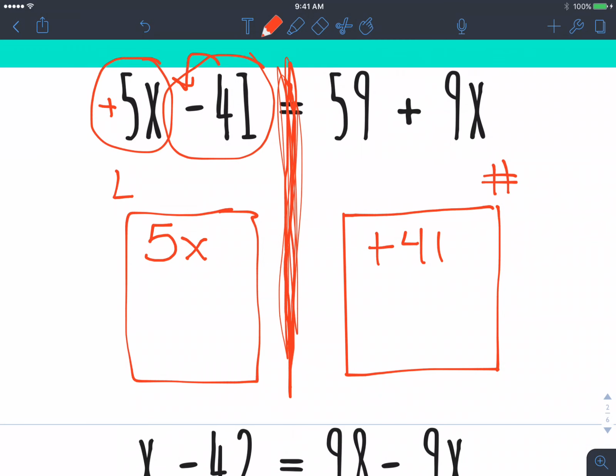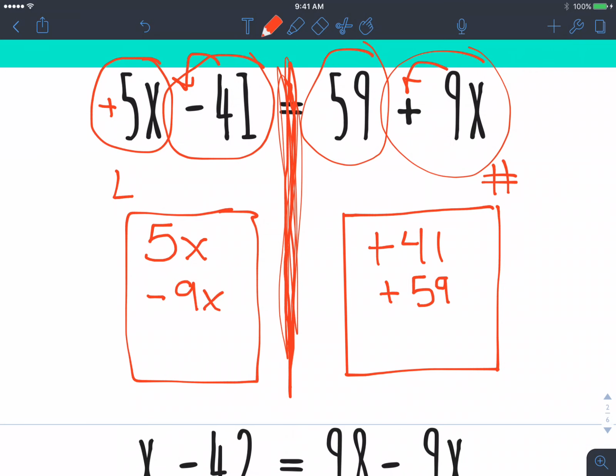Okay? Now I'm going to look at the other side, the right side of my equation. 59 is a number, it's on the same side, so I'm just going to drop it down, and I'm going to put a positive 59. And then I have 9x, and it is a positive 9x, so in order to go across that wall again, I'm going to have to subtract 9x. Okay, now I'm good to go.